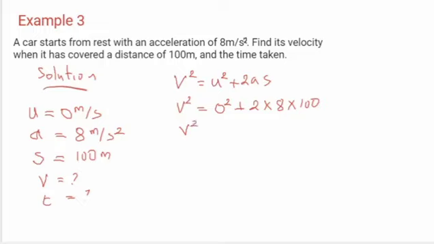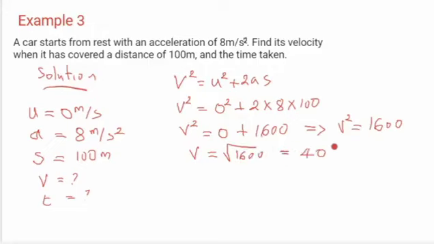So V square equals 0 square, which is 0, plus 2 times 8 is 16, times 100, this will give us 1600. So V square is equal to 1600. It means we'll find the square root of 1600. Our answer will be 40 meters per second. Is that okay? 40 meters per second.